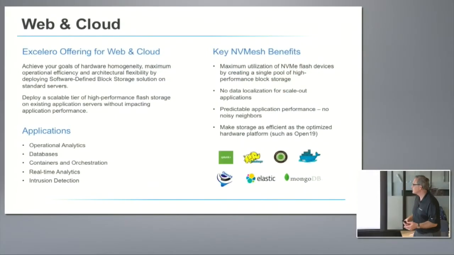So what can you do with this? In web and cloud, it means that you can achieve your goals of hardware homogeneity. Because whatever you pick to homogenize on, if you use 1U servers or 2 servers in 1U or other dense form factor, you can do an entire rack of this. And you can only put one NVMe drive, or you can put a couple of NVMe drives per. And we can unify that entire pool.